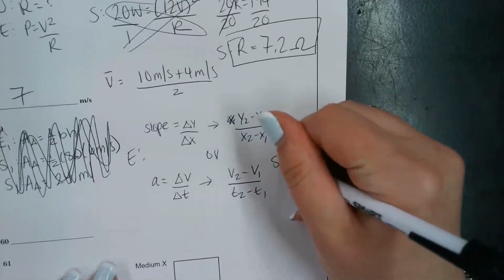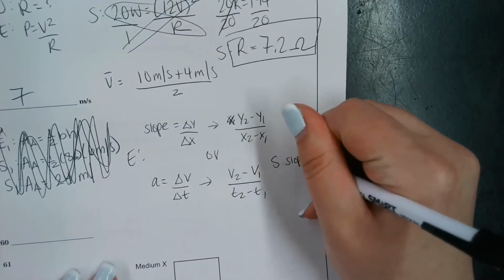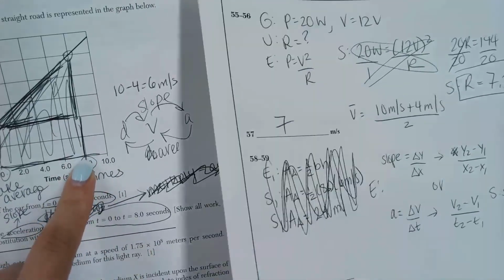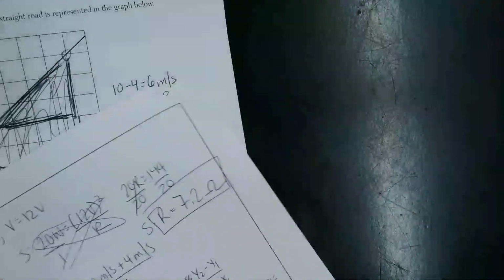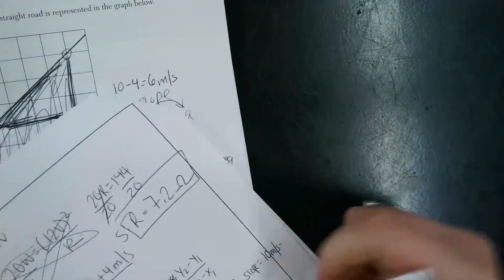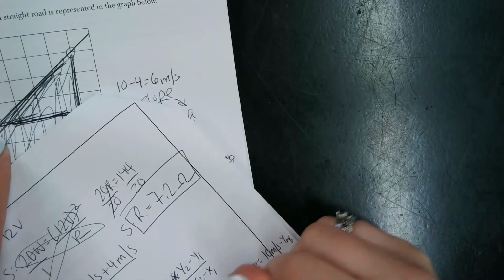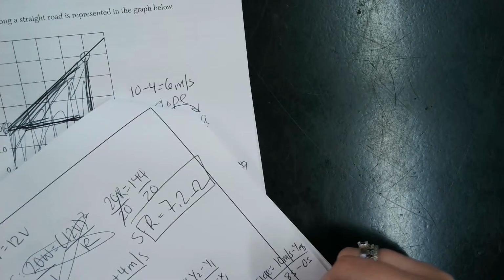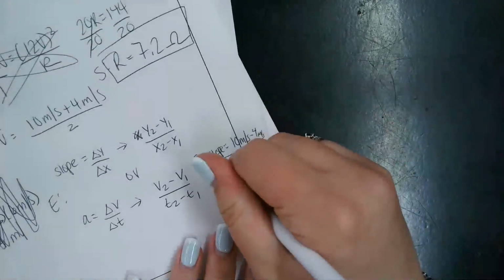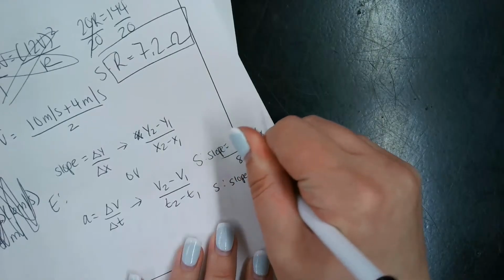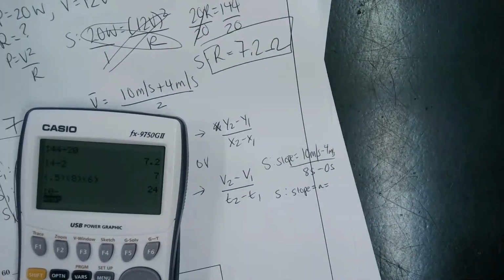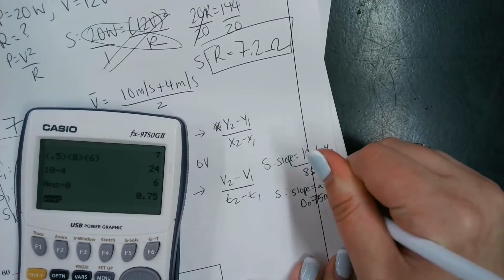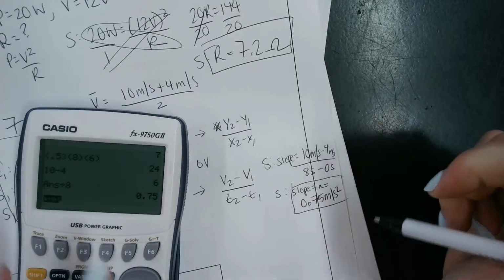And then you're going to substitute. You're going to say that the slope is equal to, so at 8, right? At 8, I'm at 10. So I have 10 meters per second minus, go to 4 meters per second. Then I subtract 8 seconds minus 0 seconds. So my slope, which is equal to the acceleration, so 10 minus 4 divided by 8 is 0.75 meters per second squared. Okay, so my bad.